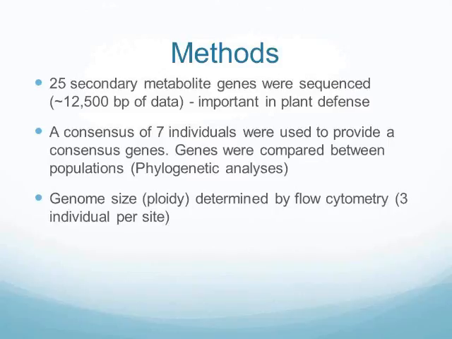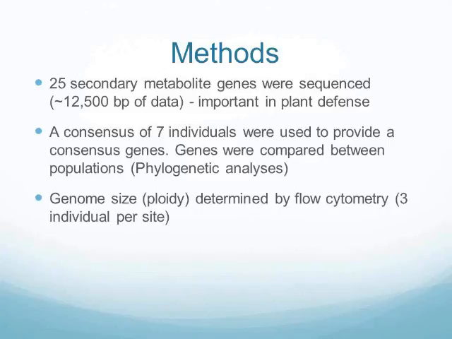So real brief on the methods. We took 25 genes that are associated with secondary metabolites. Secondary metabolites are used a lot in plant defense. And we chose these because we thought we had a chance of finding genes that are actually under selection. If you think about what these defense-related genes are doing, they're usually highly selected on by herbivores.